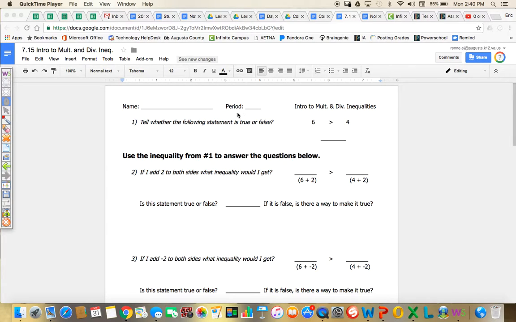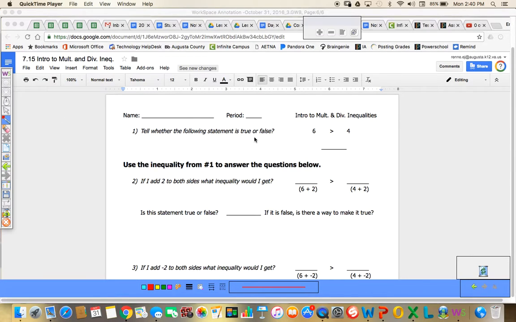Recording, you will begin to understand how multiplication and division inequalities work. Okay, so we're going to do this together. So the first thing I want you to do is tell whether the following statement is true or false. 6 is greater than 4. Hopefully, you said that this is true.